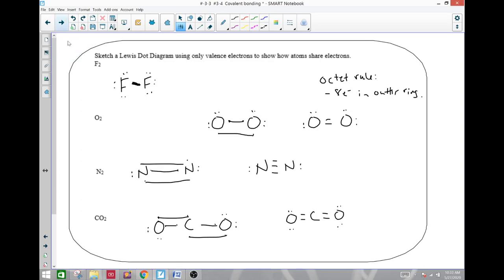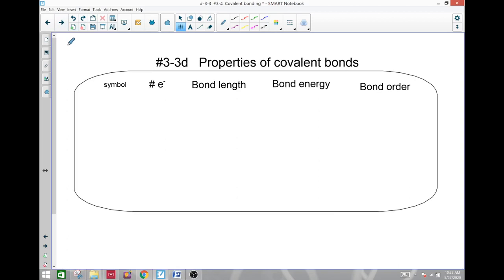But you can't always do that, so we'll have a little more of a detailed version. Symbol: single bond, double bond, triple bond; 2 electrons, 4 electrons, 6 electrons. Remember, each bond is worth 2 electrons. Bond length gets shorter as you go down, and bond energy increases as you go down.